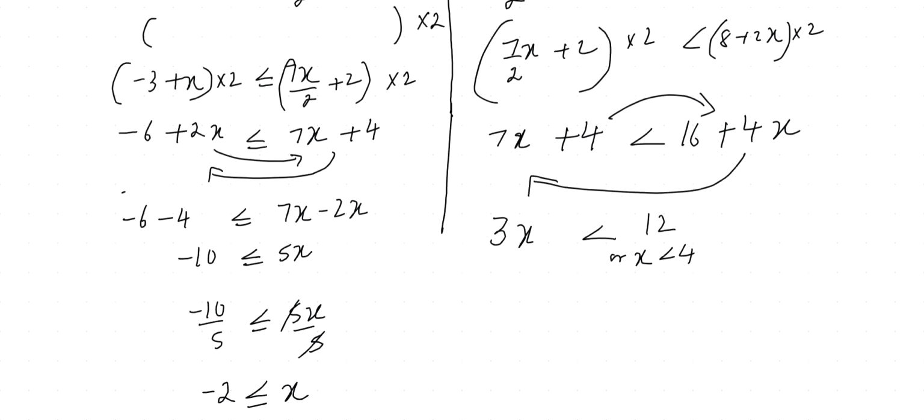So when you put the inequalities together, what do I get? X is greater than or equal to negative 2, but it is less than 4. It is less than 4.